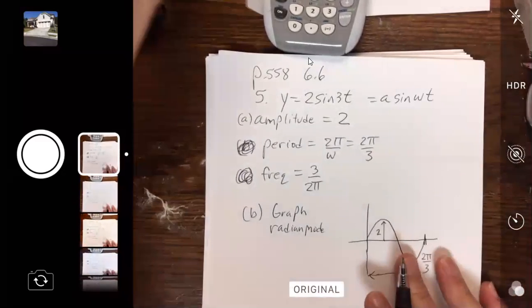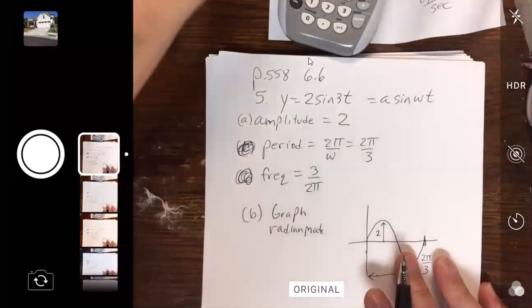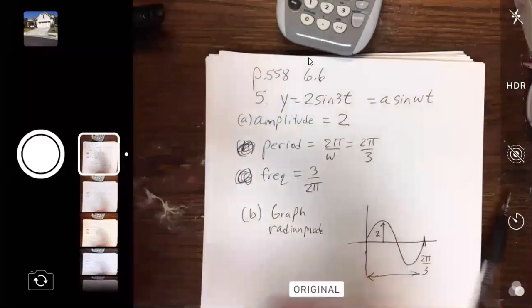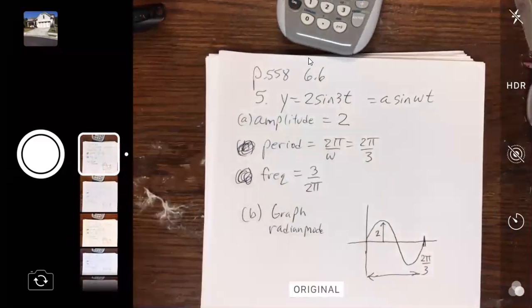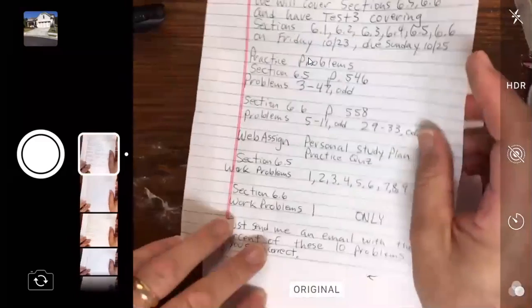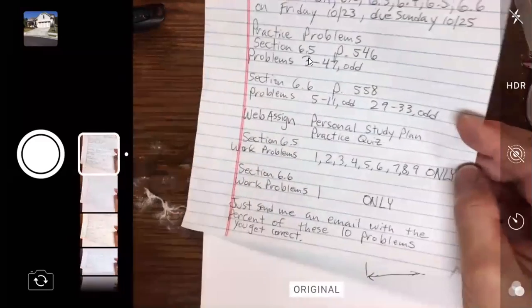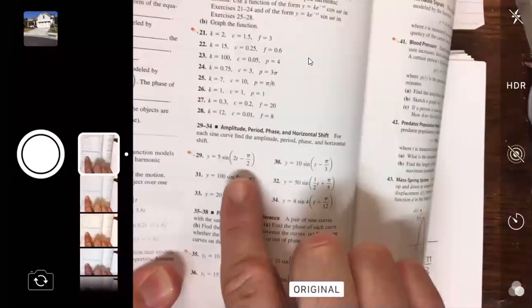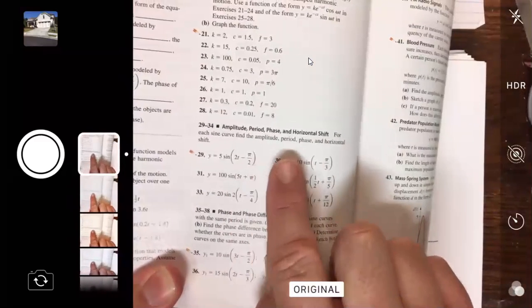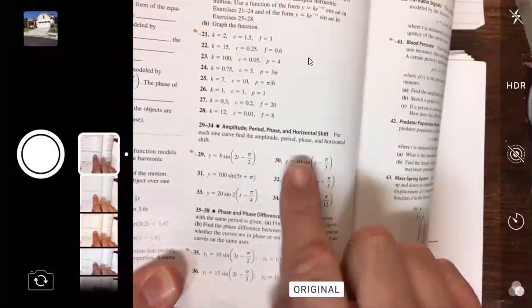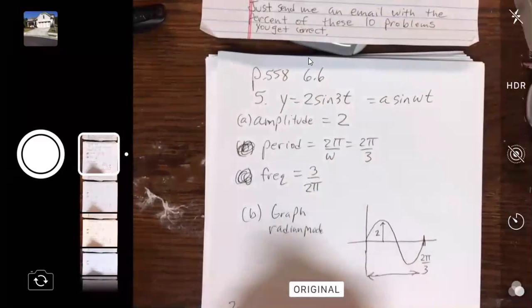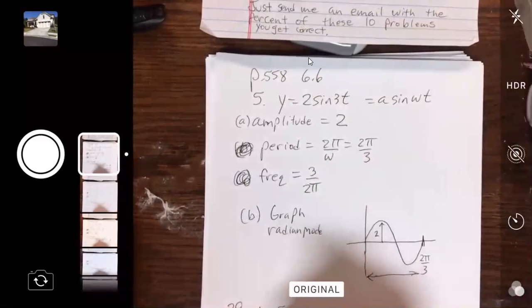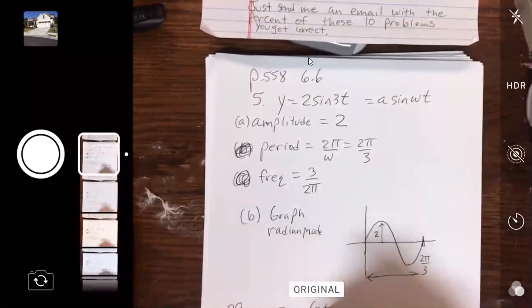If I could pull back up that assignment. It's one of the sections we were doing. Why have I mislaid my assignment? Oh, here it is. Problems 29 to 33. Okay, down here. They want you to find 4 things: amplitude, period, phase, and horizontal shift. You don't really have to find phase. We're not going to mess with phase. You have 5 sine of 2t minus pi over 2.